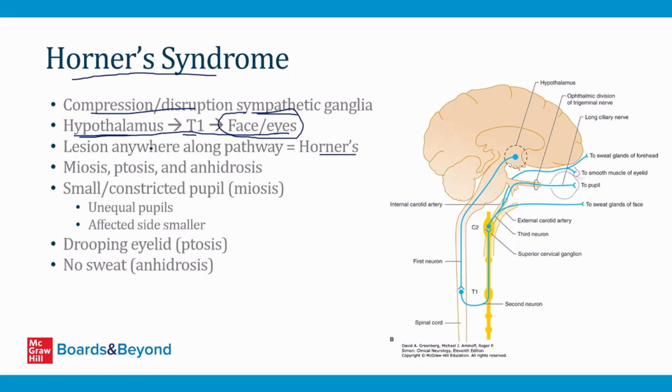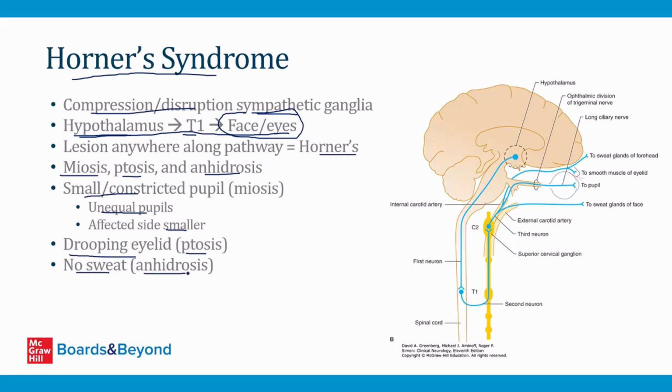Horner syndrome is a triad of clinical features. The first is miosis, second is ptosis, and the last is anhidrosis. Miosis refers to small constricted pupils. Usually it'll be on one half of the body when only half of the body is affected by Horner syndrome. This means the patient will present with unequal pupils, and the affected side of the body, the side where there's a lesion causing Horner syndrome, will be the side with the smaller miotic pupil. Also on the affected side, you can get drooping eyelids, which is called ptosis, and also a lack of sweat, which is anhidrosis.